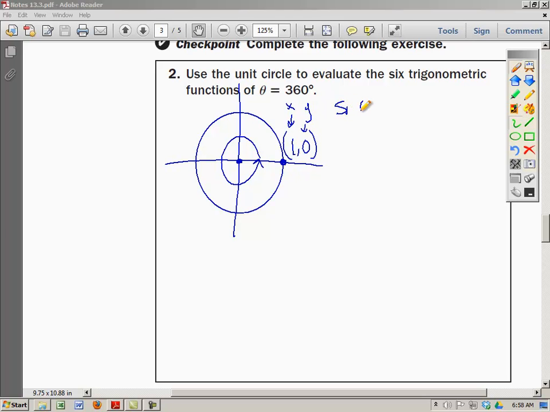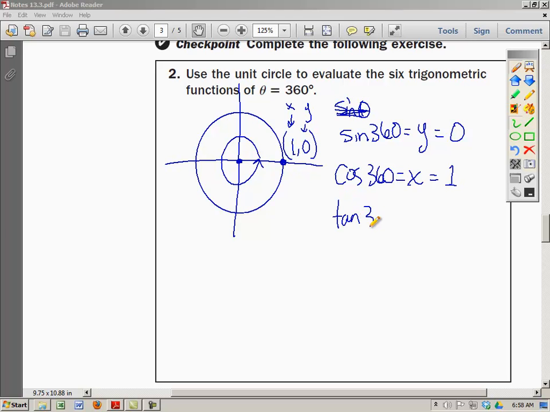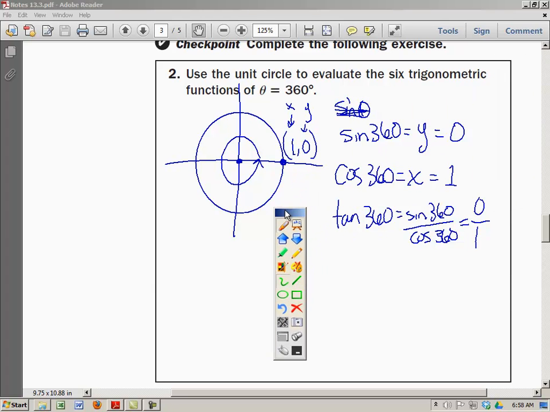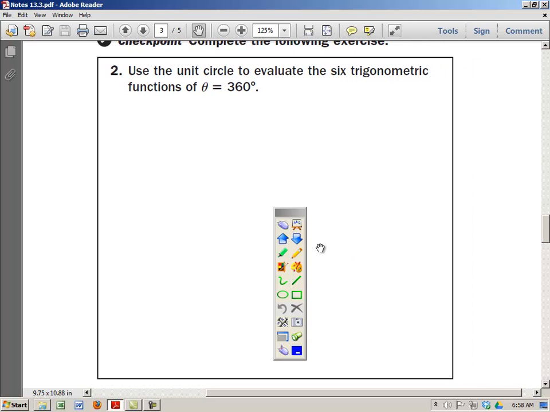I know that sine theta, or in our case, sine 360, is going to be equal to the y value, which in our case is 0. I know that the cosine of 360 is going to be equal to the x value, which in our case is 1. And so therefore the tangent of 360 is simply sine 360 over cosine 360. And the sine of 360 is the y value, so that's 0, over the cosine, which is 1. Okay, and so it's basically 0 over 1. Now, if I want to go ahead and find the reciprocals of those, I'm going to slide this over just a little bit.